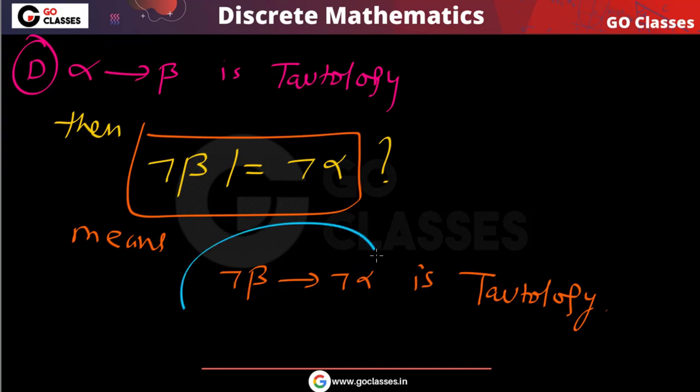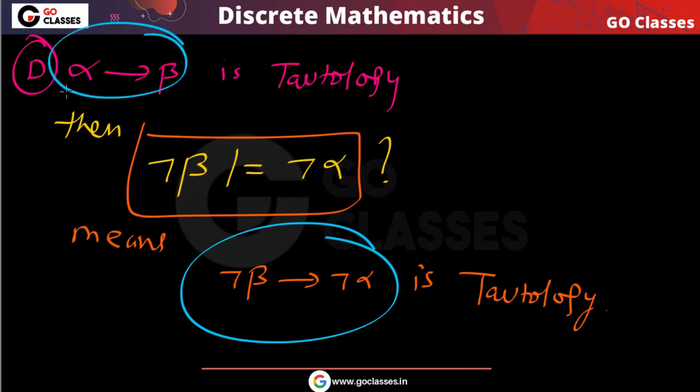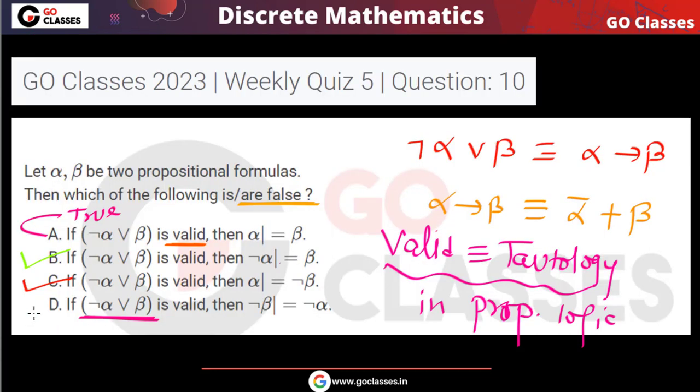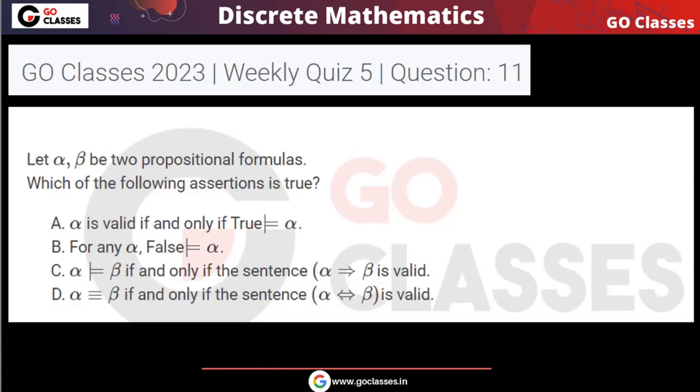Yes, definitely, because this is the contrapositive of this. Both are basically equivalent, because you know that for alpha implies beta, the contrapositive will be negation beta implies negation alpha. So if alpha implies beta is tautology, then automatically negation beta implies negation alpha is also a tautology, because they are contrapositives of each other. So option D is actually true. And the question is asking which is false, so the answer will be option B, comma, option C. Okay, let's see the next question.